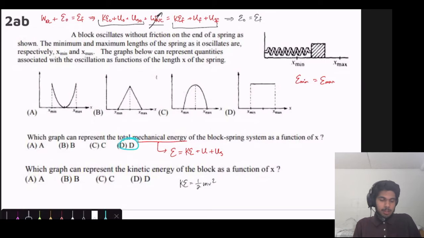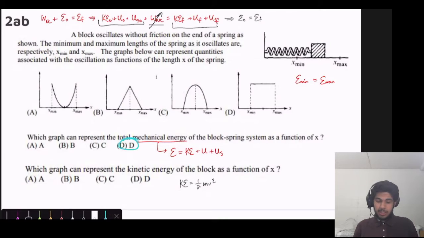So if we consider its oscillation, when the block is at x max, the velocity of the block will be 0. The block momentarily stops at x max because it's changing directions from going to the right to going to the left. Similarly, at x min, the block changes directions from going to the left to going to the right. And when we have that change of directions occurring, that means the velocity is momentarily 0. So that means at x min and x max, velocity is 0, which means kinetic energy should be 0.